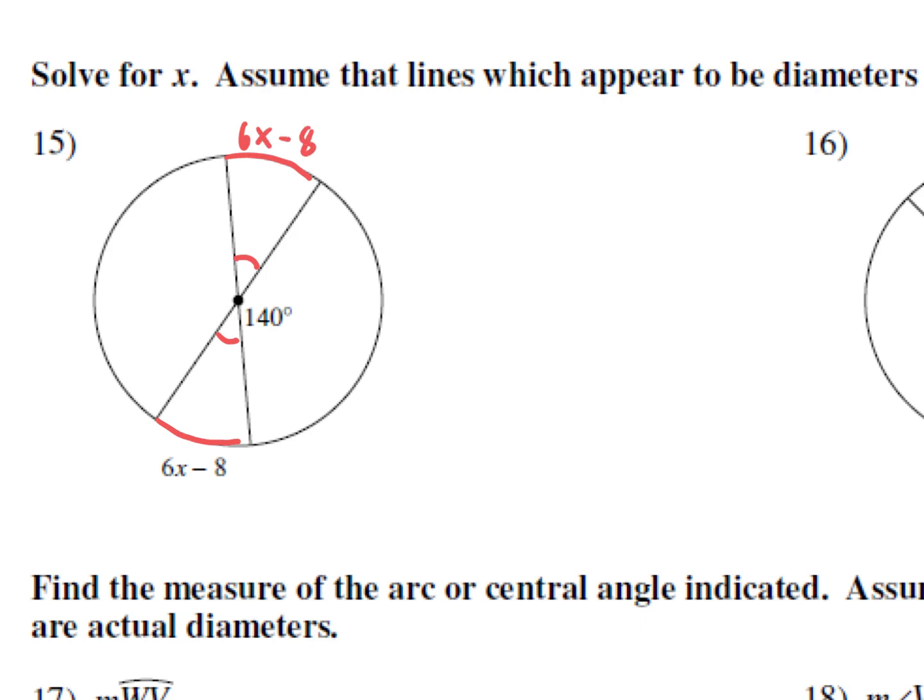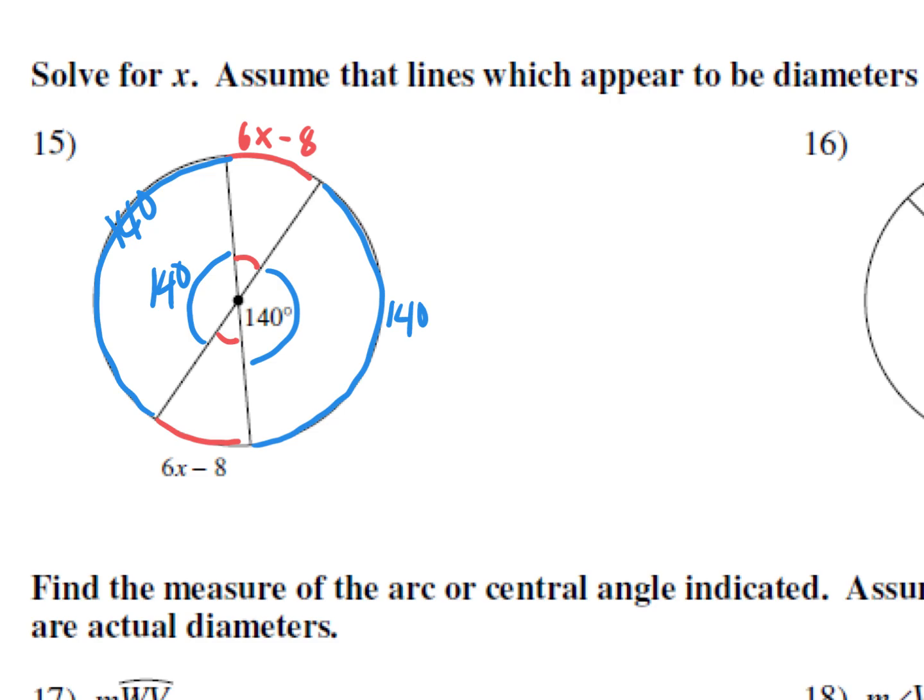Now we are also given information here that the other arc is going to be 140 because the central angle here is 140. So in conclusion, the other opposite angle of this will also be 140, and this arc is also going to be 140 degrees. Now they are asking us what's the value of x.